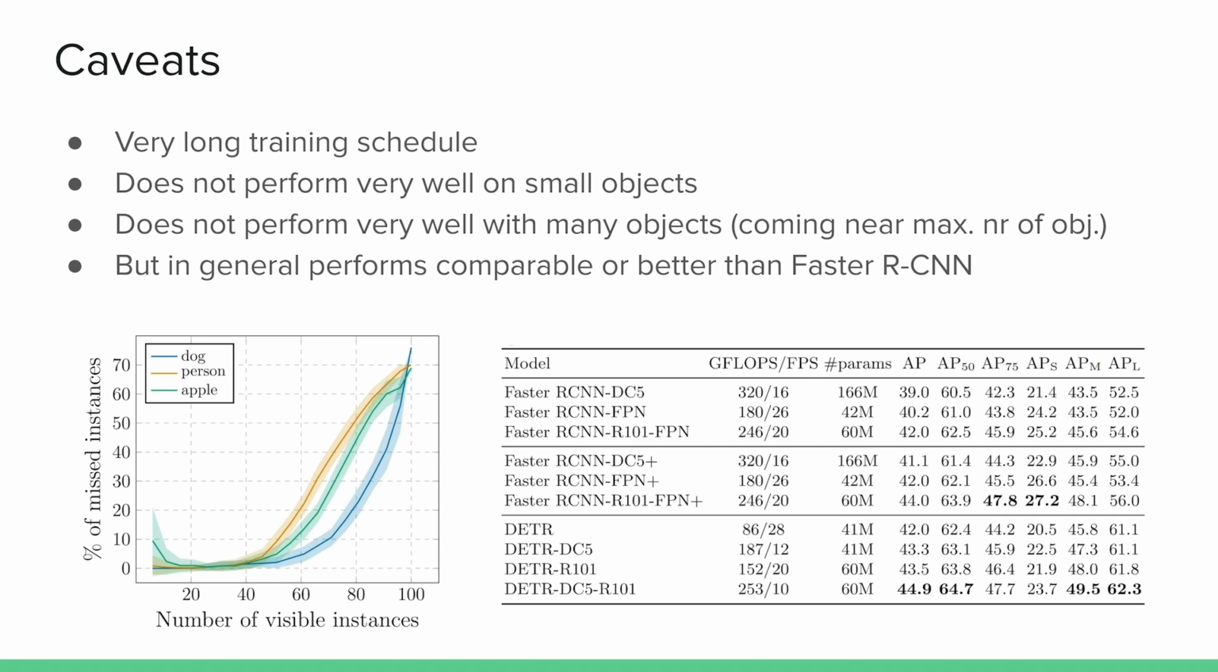and I think it's a really interesting take, another spin on object detection, but now with transformers. I think here you can also see in this left figure that the percentage of missed instances goes up the more instances you have. So it really works best if you have a low number of objects in your image.